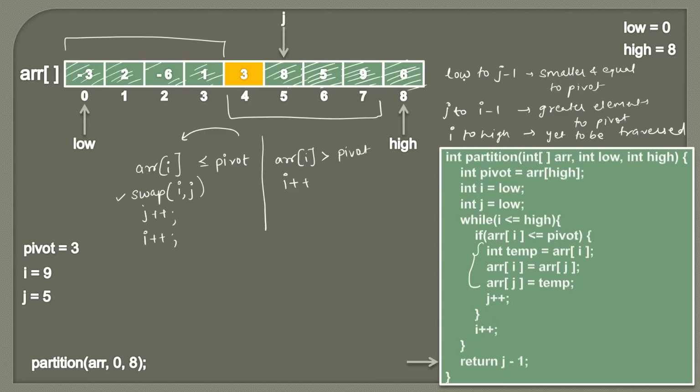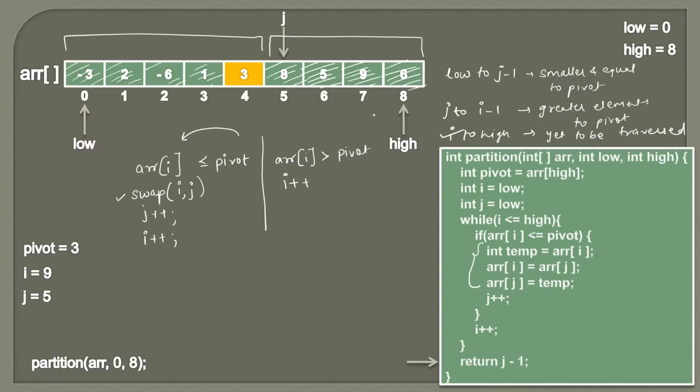So here we can see that from low to j minus 1 we have smaller and equal elements to the pivot. So I will redraw this. Low to j minus 1, smaller and equal elements to the pivot. j to i minus 1, so i value is 9, so j to i minus 1, which is still 8. These are the elements greater than the pivot. And from i onwards, we have traversed all the elements.